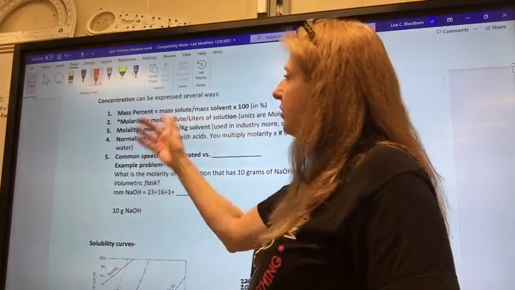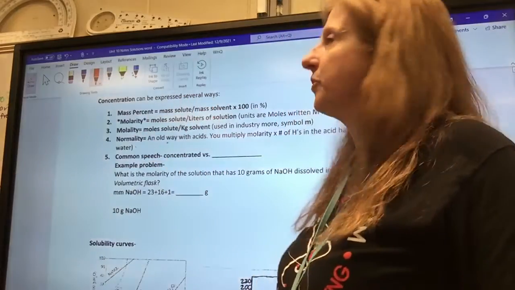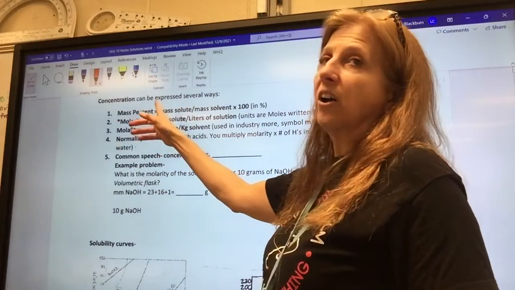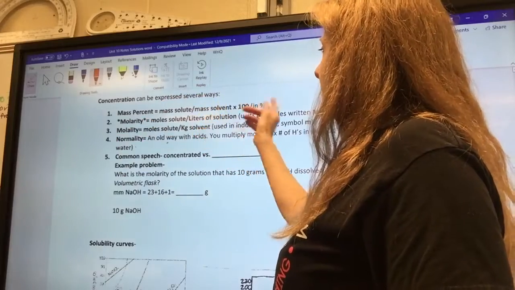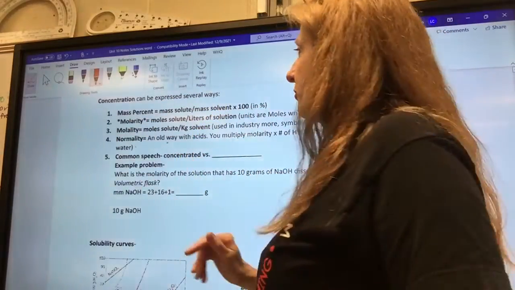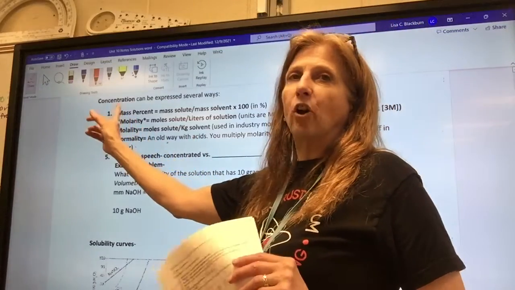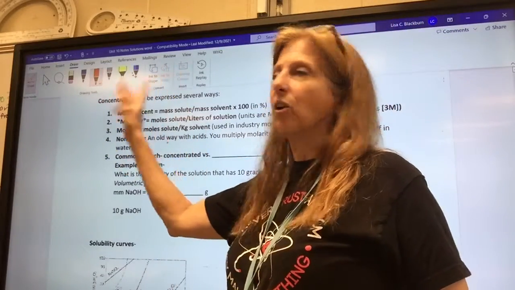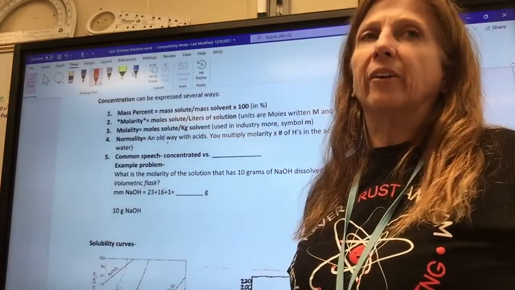So one way to figure out concentration is by mass percent. You take the mass of the solute, divide it by the solvent times 100. I don't do that as a high school chemistry teacher. The one I do has stars by it, because I do it. It got stars. I use something called molarity.